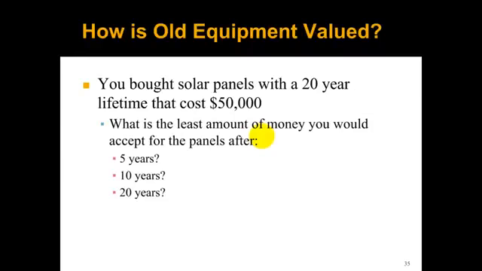So let's just think about this for a second. The other thing we want to deal with in our cash flow is if we have a relatively short study period and we have equipment that lasts longer. So let's think about solar panels with a 20-year lifetime that cost $50,000. What would you think is the least amount of money you would accept for the panels after 5 years, 10 years, and 20 years? Just come up with a number on your own for each of these and think about how you might go about calculating this.